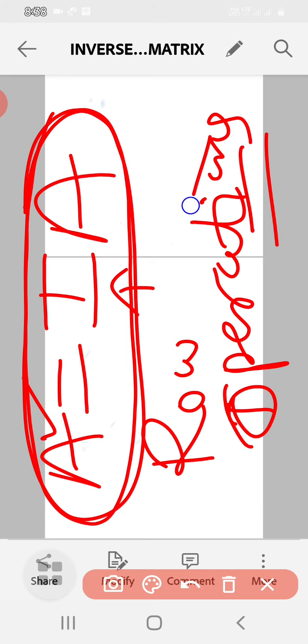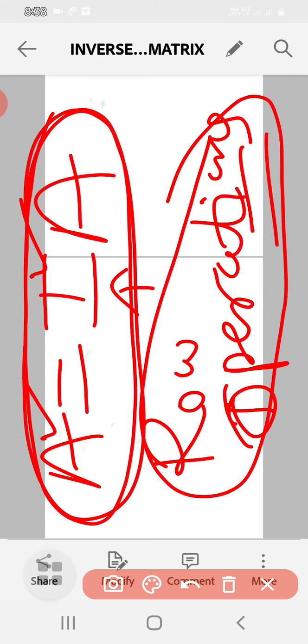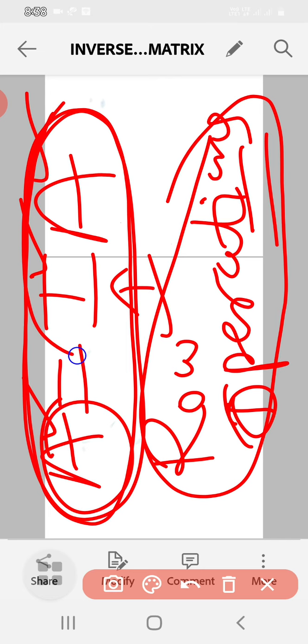So for the time being, let us write this as I into A and apply row operations. By applying row operations, we have to reduce LHS and RHS. So how to reduce LHS and RHS? This we can clearly understand by taking the examples.